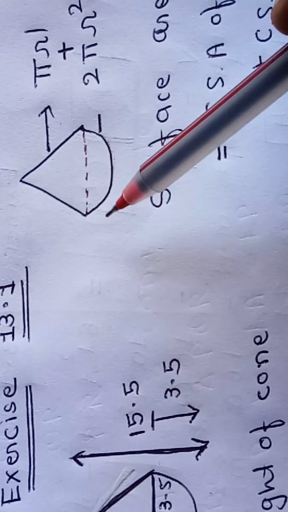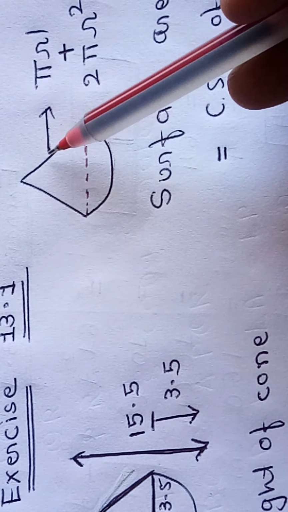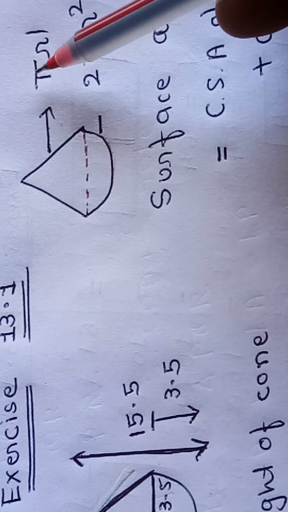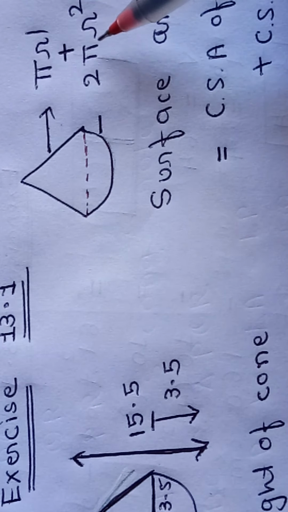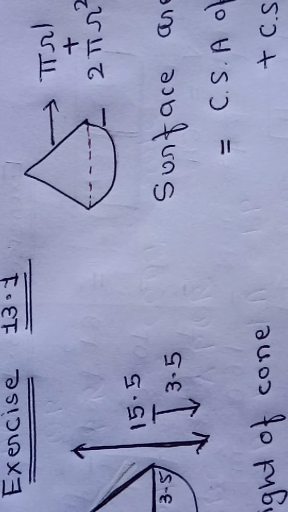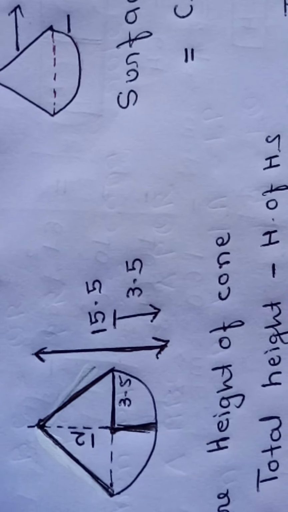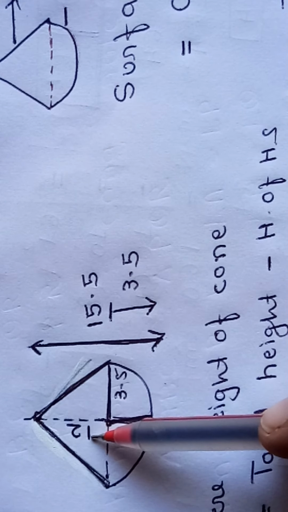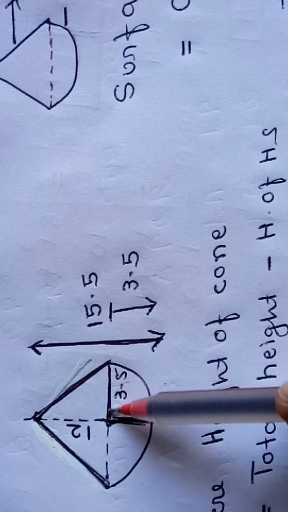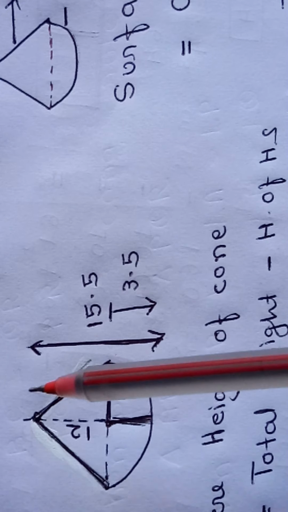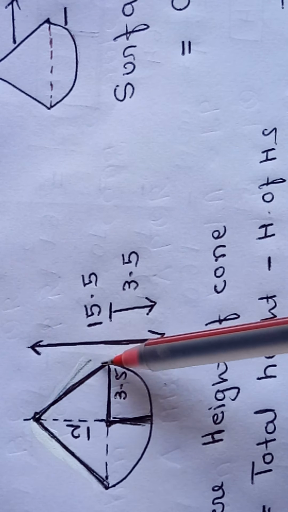So the formula is pi r l for the conical part plus 2 pi r square for the hemisphere. We have to add these two answers, but we don't know l. We know the height, we know the radius, but we don't know the slant height. So this is 12, which is the height. This is the radius, which is 3.5. So we have to find the slant height.